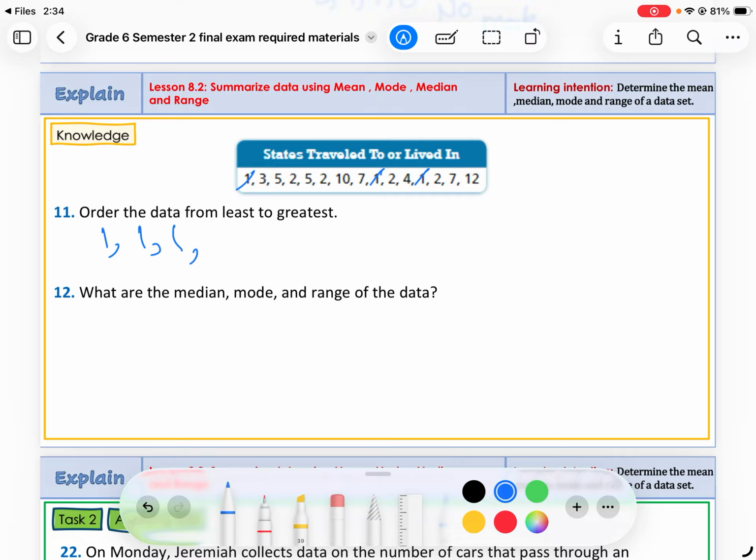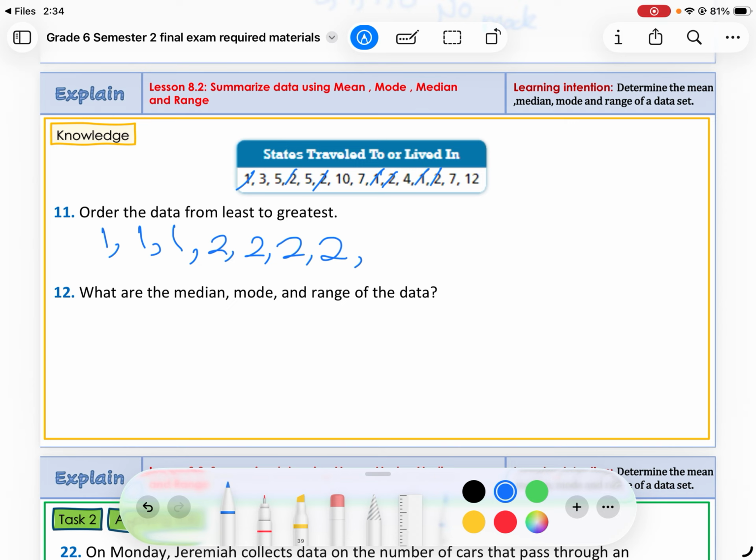Okay, next value, that will be 2. I have 1, 2, 3, 4. Oh, sorry, 4 2s. Next one, I have the value 3. I have one 3. I'm going to cross it. Next one, I have the value 4, one 4. Let's cross it. Next one, we have 5. We got 2 5s. Let's write them. Next one, we have 7. We got 2 7s.